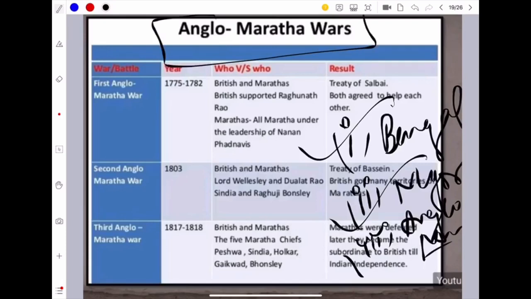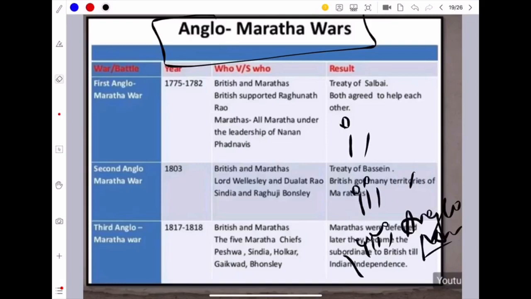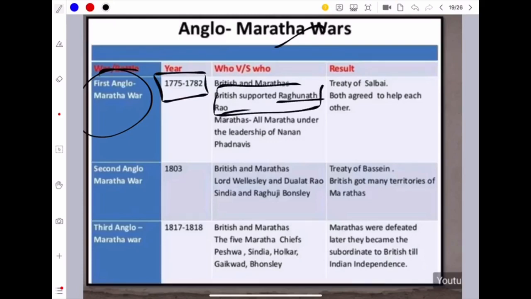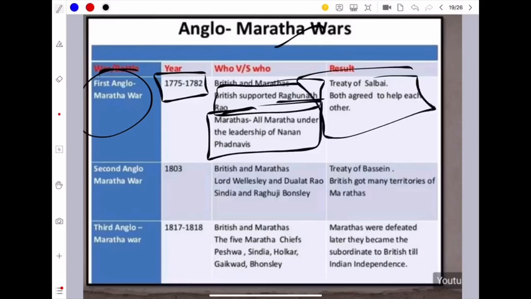There is a chain of Maratha Wars known as the Anglo-Maratha War. In total, three wars occurred between the Marathas and the EIC. In the First Anglo-Maratha War, there was no clear victory. It was 1775 to 82. The British supported Raghunath Rao, and the Marathas were all under the leadership of Nana Phadnavis. The result was the Treaty of Salbai, where both agreed to help each other.